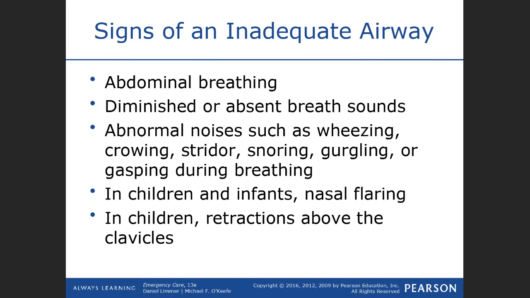Abnormal noises such as wheezing, that's lower airway obstruction, bronchoconstriction. Crowing, that can be linked to upper airway stridor. Upper airway snoring, tongue. Gurgling, fluid, or gasping during breathing. If you're seeing agonal gasp, that's not considered breathing. So you will treat that patient as if they are not breathing. Now, in your pediatric population, you need to be looking out for nasal flaring. You need to be looking out for retractions above the clavicles.